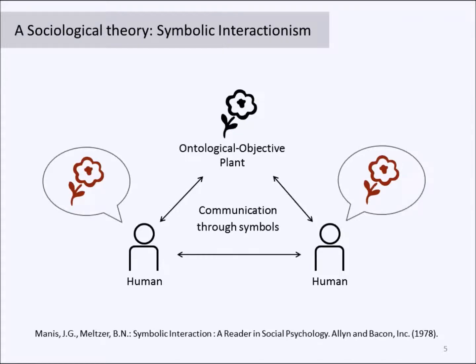Continue with the flower example. This flower is merely an ontologically objective plant. It is because people gradually came to the consensus to embed special symbolic meanings onto this plant. In the end, people interpret this plant as flowers, which is more valuable than grass or some other kind of plants.